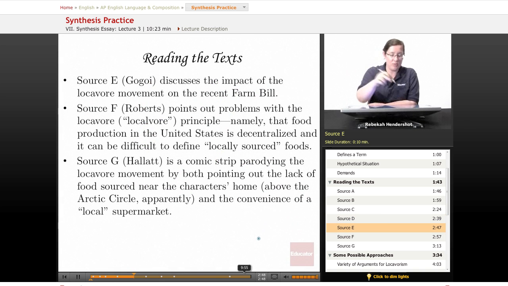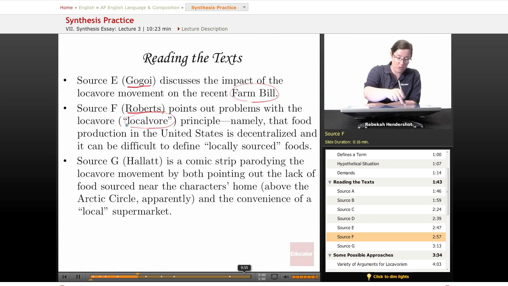All right, source E, which is Gogoy, discusses the impact of the locavore movement on the recent Farm Bill. So we have a governmental and legislative perspective now. Source F, Roberts, points out problems with the locavore, or as he spells it, localvore, so if you quote him, make sure you get that right, principle. Namely, that food production in the United States is decentralized, and it can be difficult to define locally sourced foods. Okay, so there's another qualification.